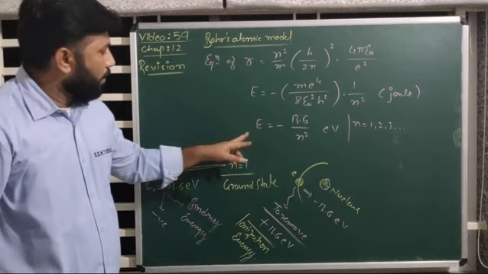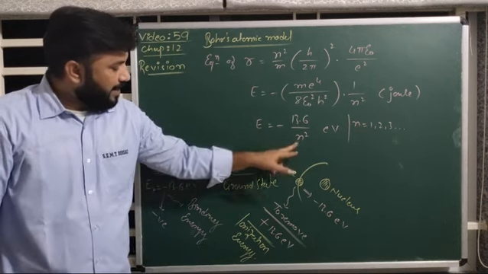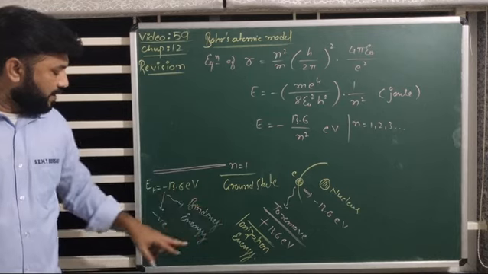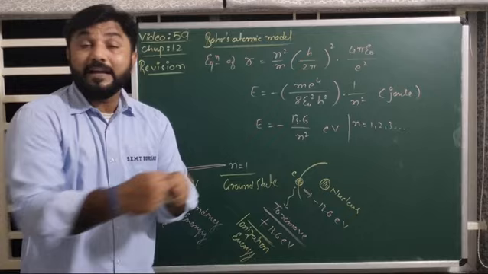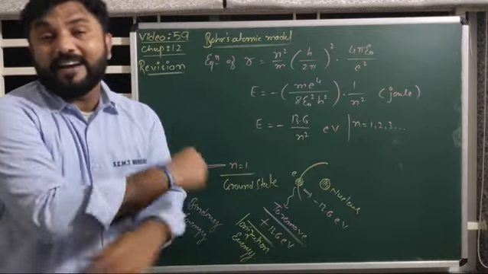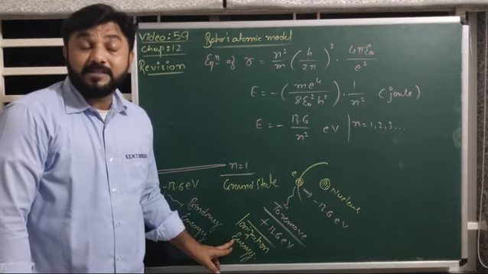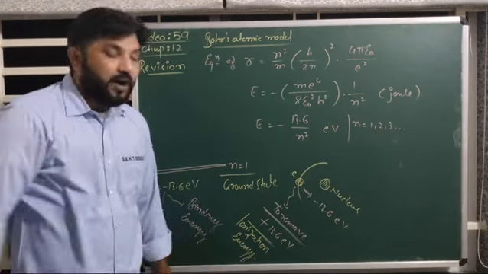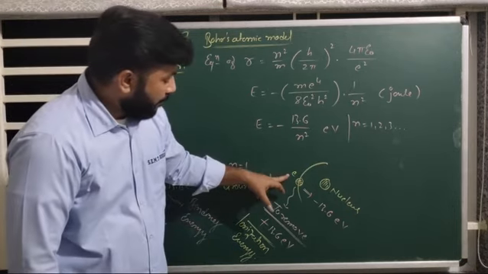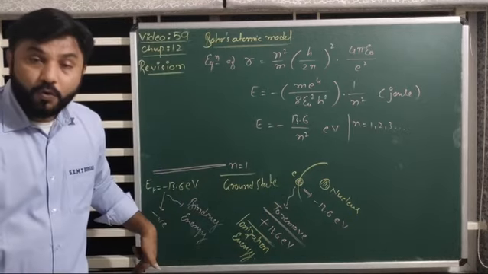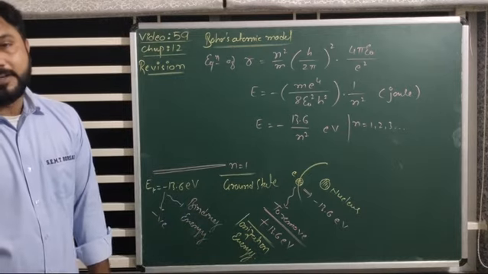Clear? So from the equation of E, we have taken n equal to 1, it is known as ground state, binding energy. If we are giving the same amount of energy, but in the form of kinetic energy, then such energy is known as ionization energy. So what is the definition of ionization energy? Energy required to bring out the electron from the innermost orbit to out of the atom is known as ionization energy.